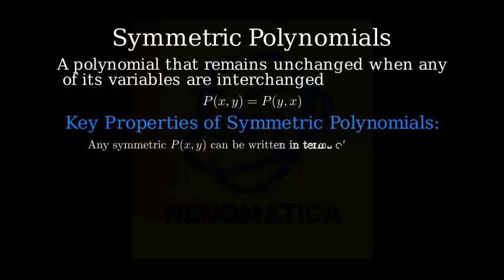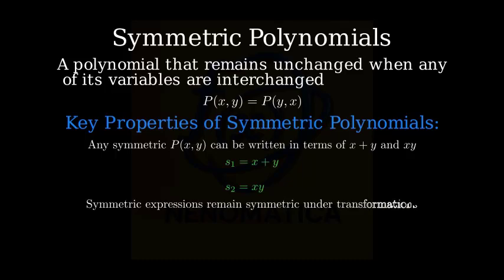Let's look at some important properties of symmetric polynomials p of x and y. Property 1, a symmetric polynomial p of x and y can be expressed in terms of x plus y and x times y. Property 2, with each cyclic transformation, symmetric expressions transform into other symmetric expressions. Now, let's work through an example.